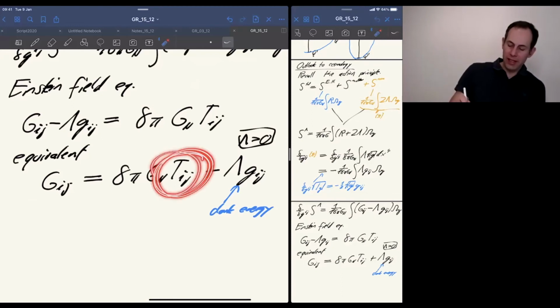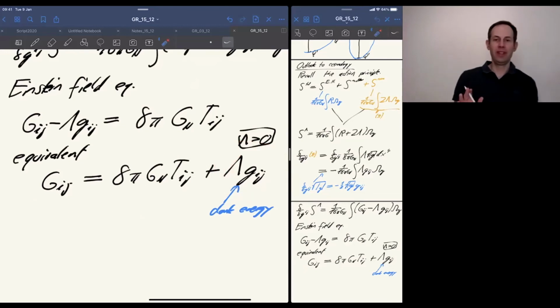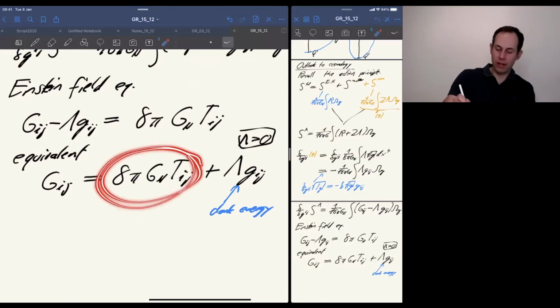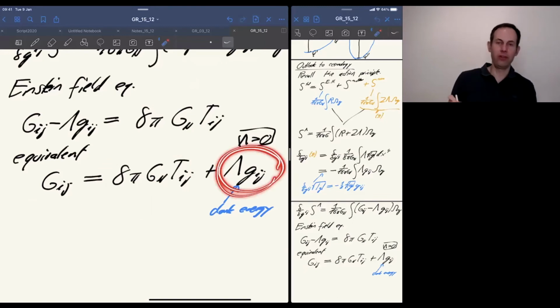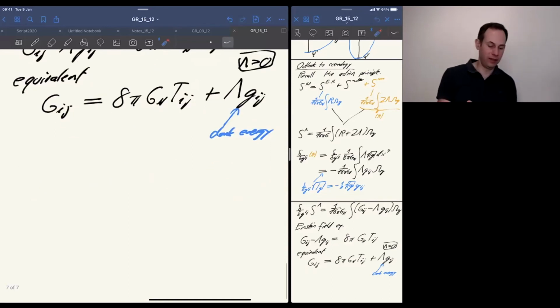But this term here is different, and I will just show what the difference is. It has a behavior which is still in a way very different from that of matter. So when people talk about dark matter, they may mean a contribution to here. When they talk about dark energy, then it's this cosmological constant part of the Einstein field equations.